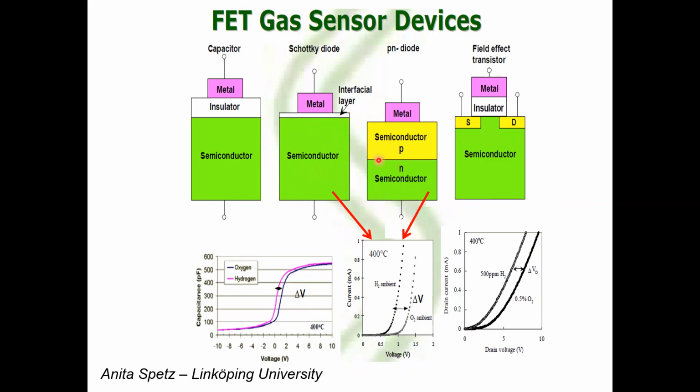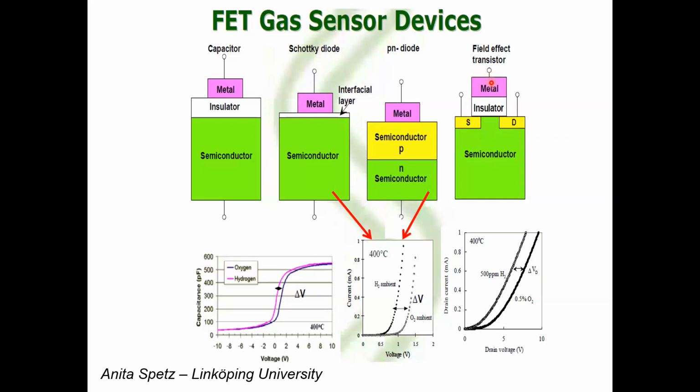Or you can make it in PN junction mode. With a semiconductor, put a different semiconductor by doping, with a metal gate, and then you can modulate the PN barrier by absorbing gas at this interface. And that will also give you this shift in the IV. Or you can put this insulating layer on a field effect transistor with a source and a drain.